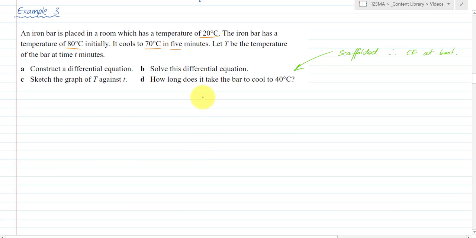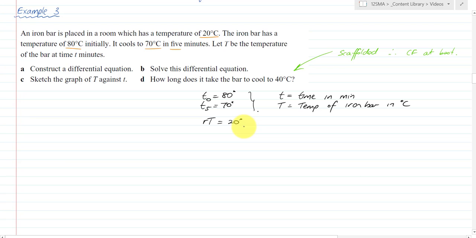So I might just make a note of those. T0 equals 80 degrees, and T5 equals 70 degrees. And of course, I should also define my variables here. Little t is equal to the time in minutes, and capital T is equal to the temperature of the iron bar in degrees Celsius. That's important as well. I also know that room temperature is equal to 20 degrees, and this will be my asymptote.